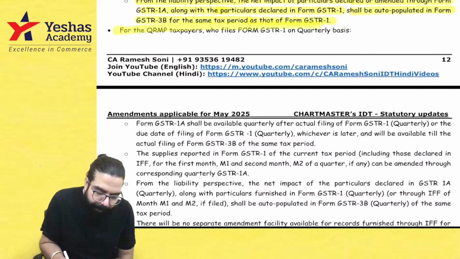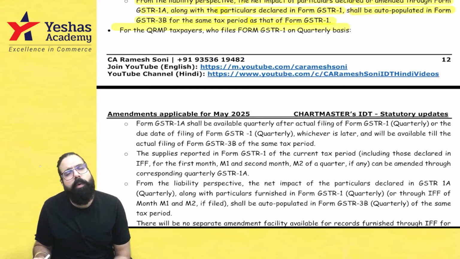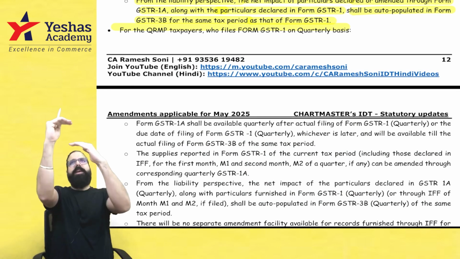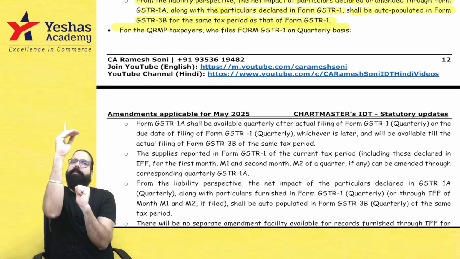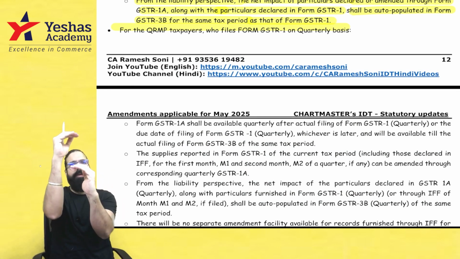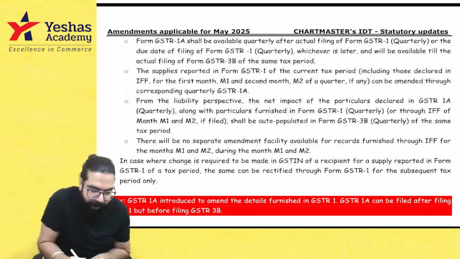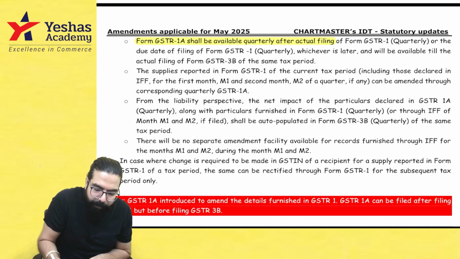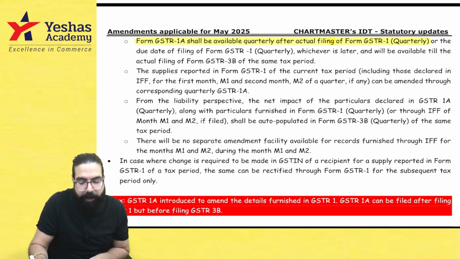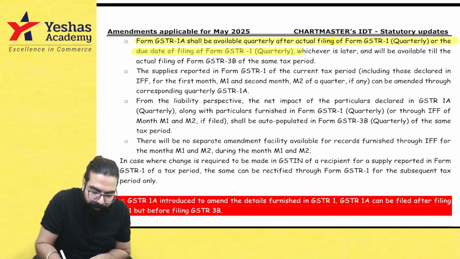Sir, QRMP people, quarterly return, what will happen? Quarterly return, you are not filing GSTR 1 every month, you are using the invoice furnishing facility: invoice furnishing for April, for May. For the whole quarter, you file one GSTR 1. So they are telling that GSTR 1A will be available after the due date of GSTR 1, which is quarterly, or the actual date of filing, whichever is later, and will be available till the date of filing GSTR 3B.